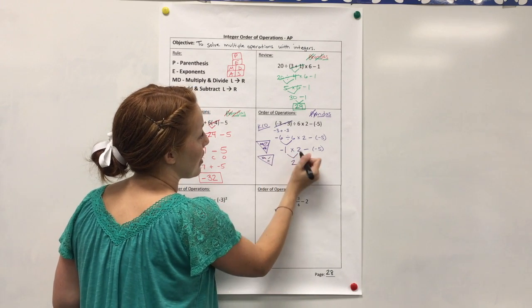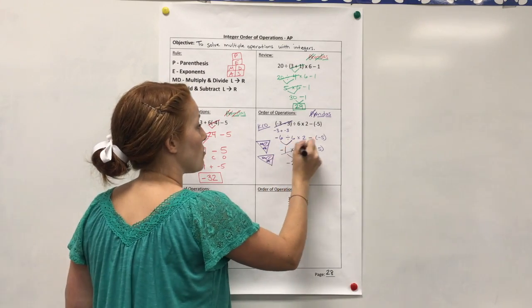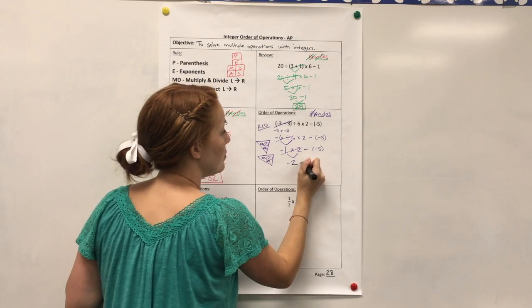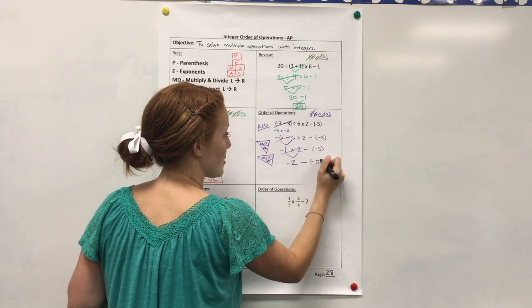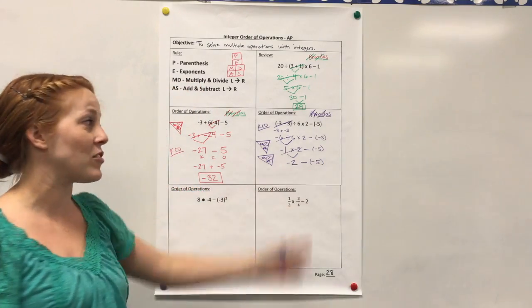I have a negative 1, I have a positive 2. That makes negative 2. This goes away. I bring down minus negative 5. Okay? Now I'm to add and subtract, and all I have left is subtraction.